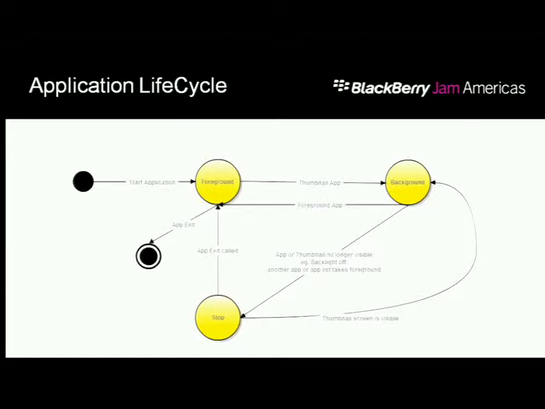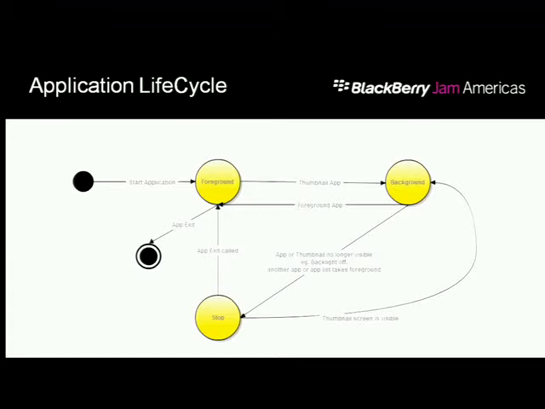The first one is right at the bottom, where the application is essentially stopped. It's not being given any more CPU cycles. It can't do anything. It's essentially in the background. It can't be seen, and it's not going to be able to do any processing. The next one is the black circle with another circle around it, which is the app has been exited. It's essentially stopped. It's not running.